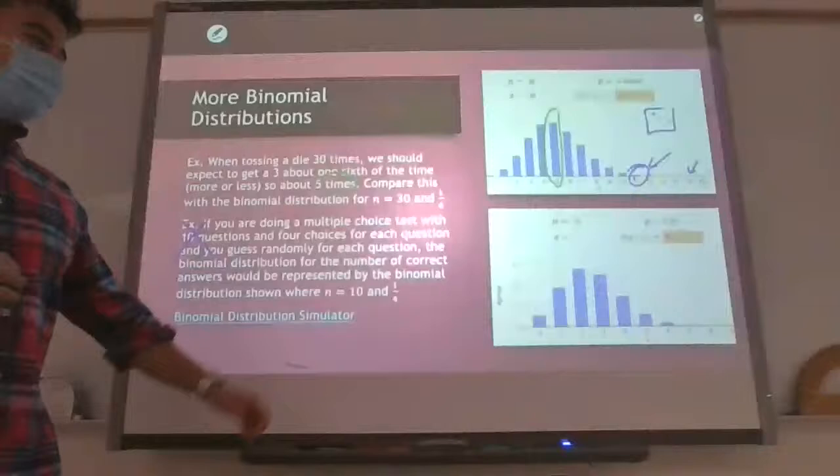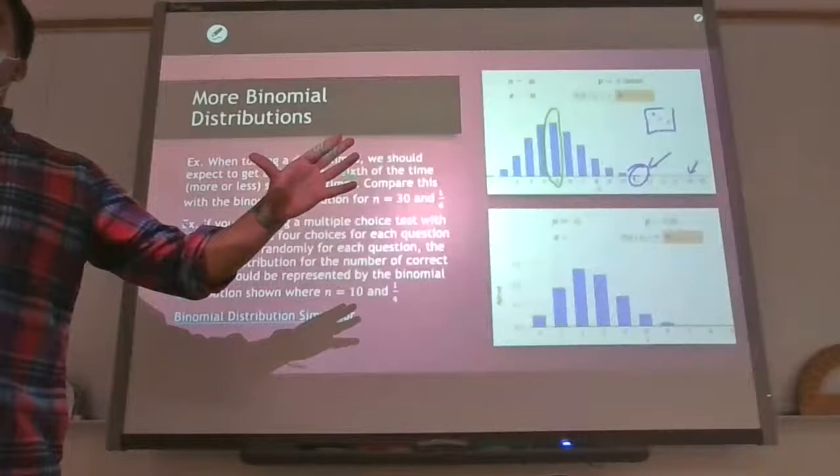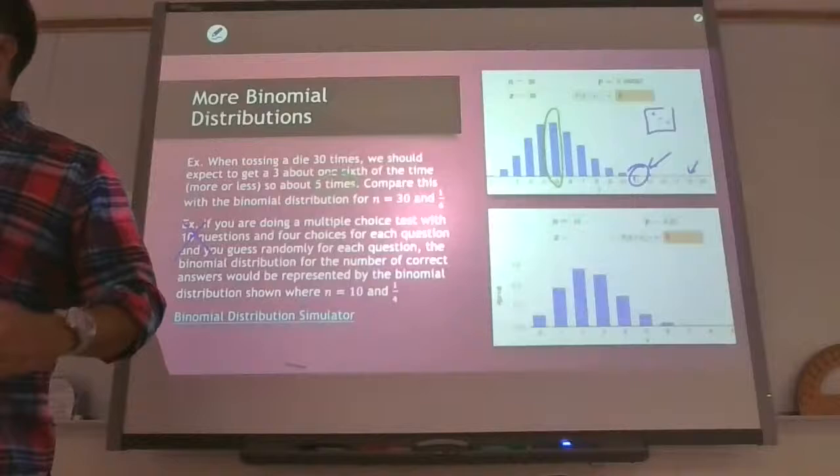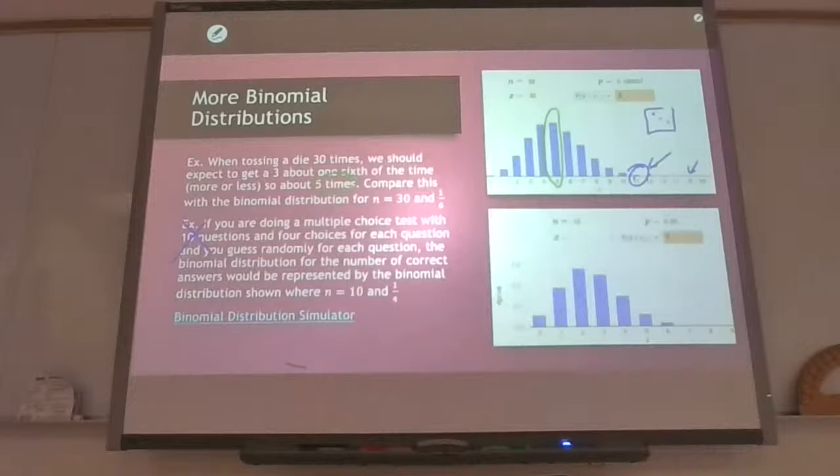But now we're looking overall at the whole experiment, right? What outcomes are likely and unlikely? We're looking at it as a whole big spectrum. So now we're really interested in the total number of outcomes, the total number of successes, and how likely it is to have X number of outcomes. Okay, so I'm going to go to the next part here.